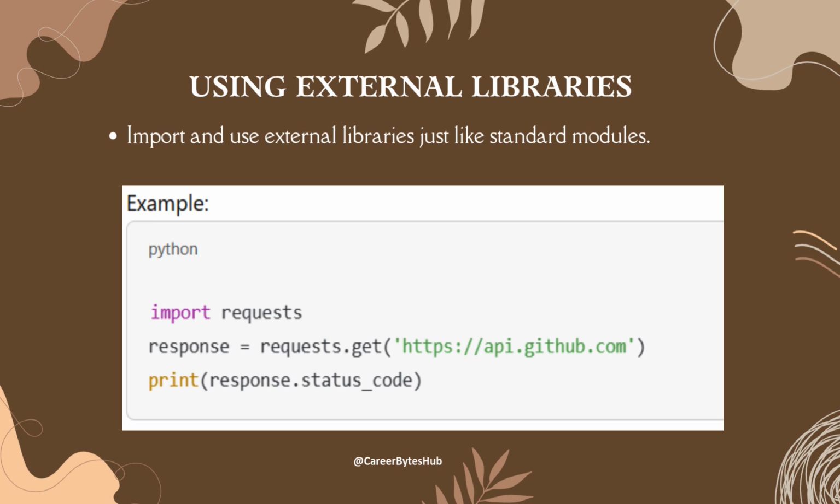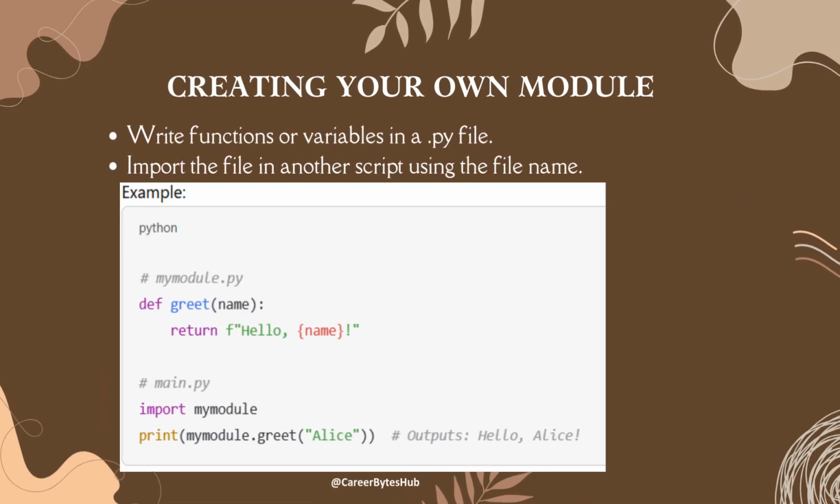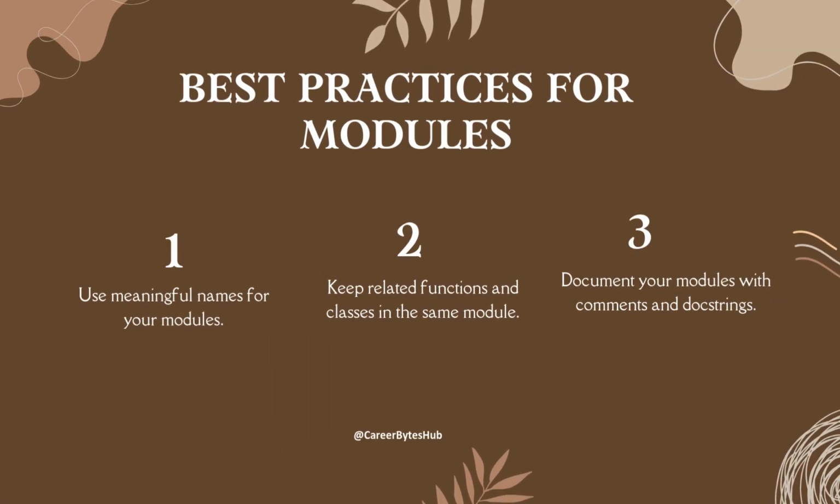You can create your own module by writing functions or variables in a .py file and importing it in another script. For instance, if you have a file mymodule.py with a greet function, you can import mymodule in main.py and call the function. When working with modules, use meaningful names to make it clear what the module does.